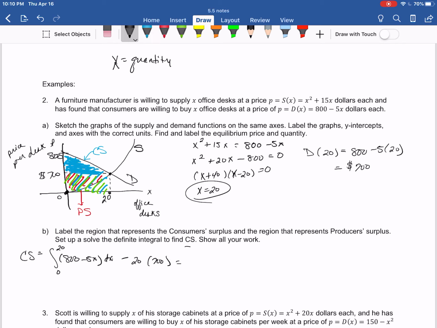All right, so integrate 800 minus 5x, we get 800x minus 5x squared over 2. This bound goes from 0 to 20. Then you're going to subtract, what is that, 14,000 from that answer. So if you work it out, top upper bound minus the lower bound, you end up getting an answer that looks like 1,000. Consumers saved $1,000, and they're pretty happy about that.